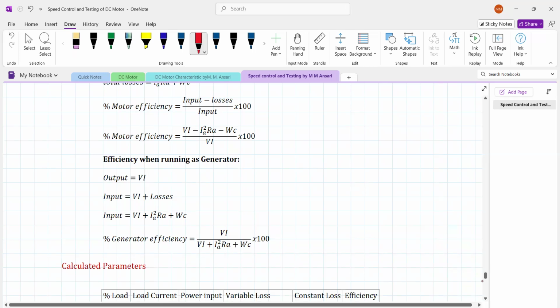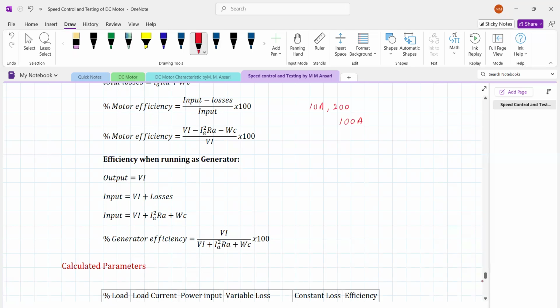Now, what is the advantage of this method? The question arises here. Only the no load data is sufficient to calculate the efficiency at any desired percentage of load. Say, for example, the motor full load current is 100 ampere, whereas the machine is tested at no load, so the current is say 10 ampere and voltage is 200 volt for some particular motor, so the losses are 2000 watt at no load condition.